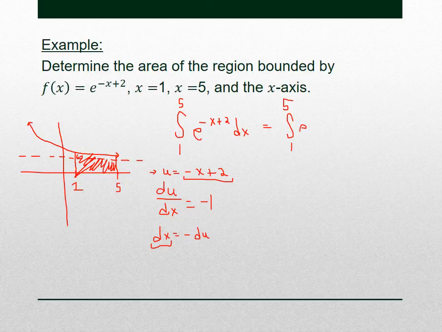So that negative comes out, and this is negative the definite integral from 1 to 5 of e to the u du. So now we can do this, and the antiderivative of e to the u with respect to u is just e to the u. So there's our antiderivative, and this negative sign comes along for the ride.